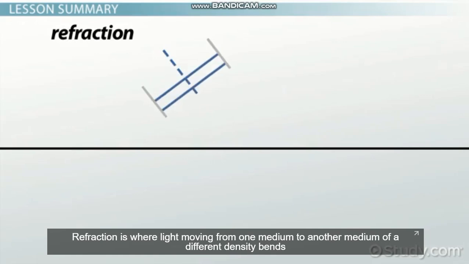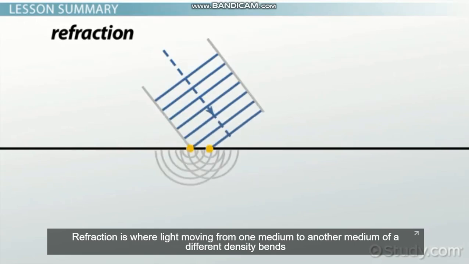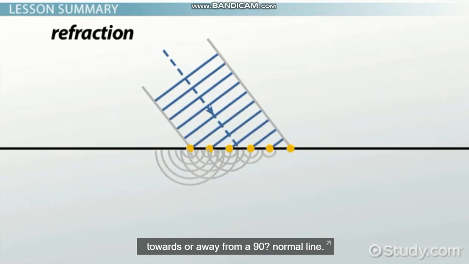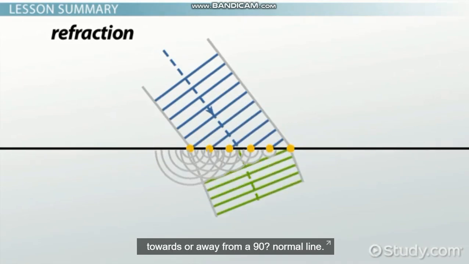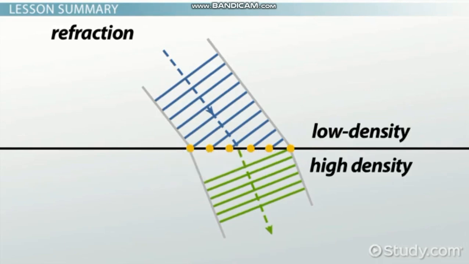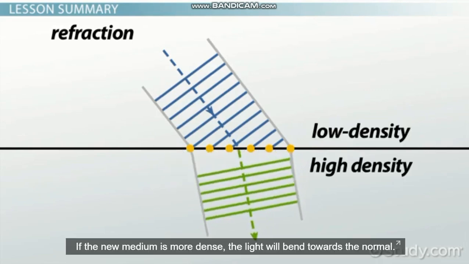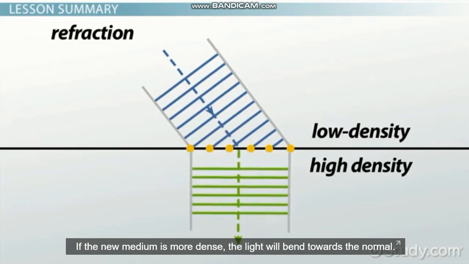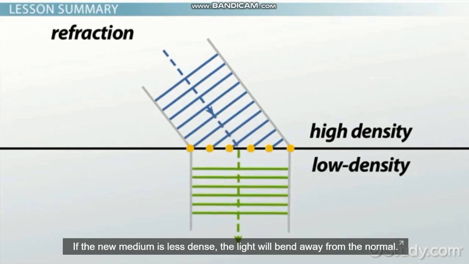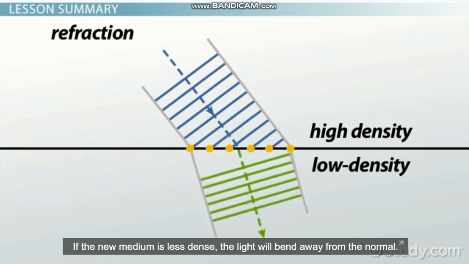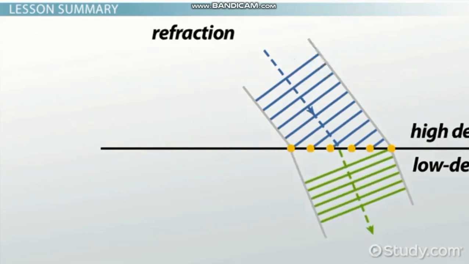Refraction is where light moving from one medium to another medium of a different density bends towards or away from a 90-degree normal line. If the new medium is more dense, the light will bend towards the normal. If the new medium is less dense, the light will bend away from the normal.